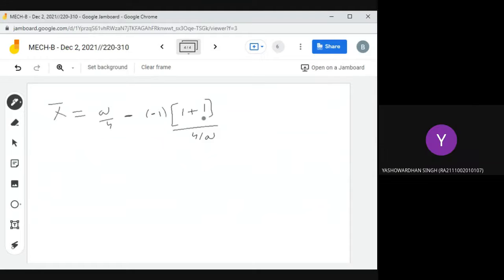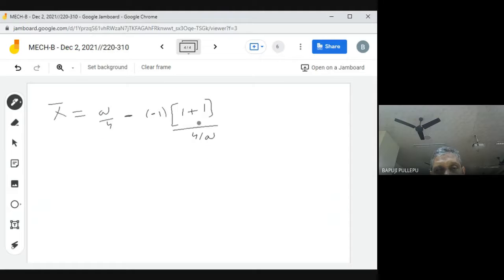Correct? Yes, sir. 2 divided by 4 by a. 2 times will go, again it becomes a by 2. So this is equal to what? a by 4 plus a by 2. So what is the answer? 3a by 4.